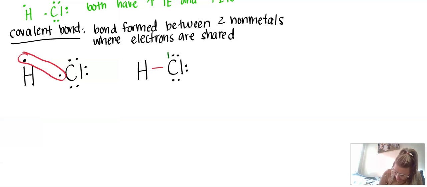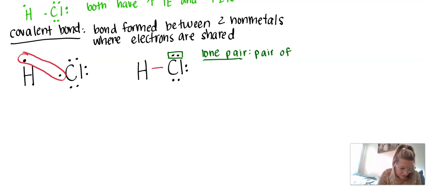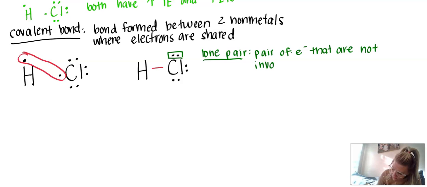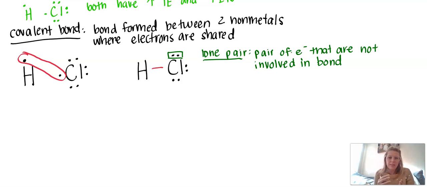So this set of electrons right here is called a lone pair. And a lone pair is a pair of electrons that are not involved in the bond at all. So chlorine already had 3 lone pairs to start, but it had 1 unpaired electron. And that 1 unpaired electron became part of what we call our bonding pair.